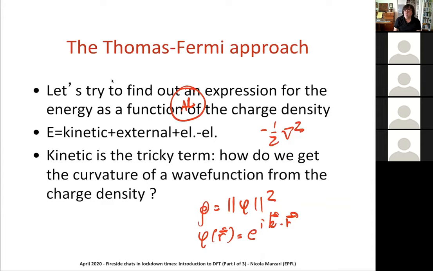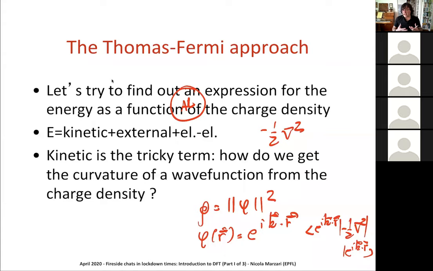But the second derivative, the curvature of this, if we take e to the i k dot r in atomic units, I won't do it for you, but it's just one half k square. So a plane wave can have any kinetic energy in the world. The kinetic energy is one half k square.